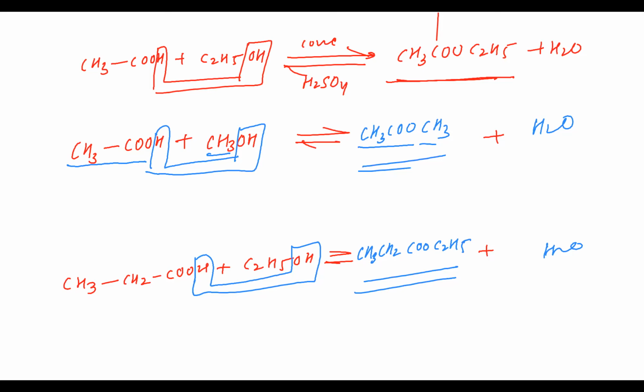C2H5COOC2H5 plus H2O. Can you understand this one? Here is H and this is the OH going to be out. So this compound and this compound. Similarly, here is the H, here is OH. So this compound and this compound. Is it okay? Yeah.